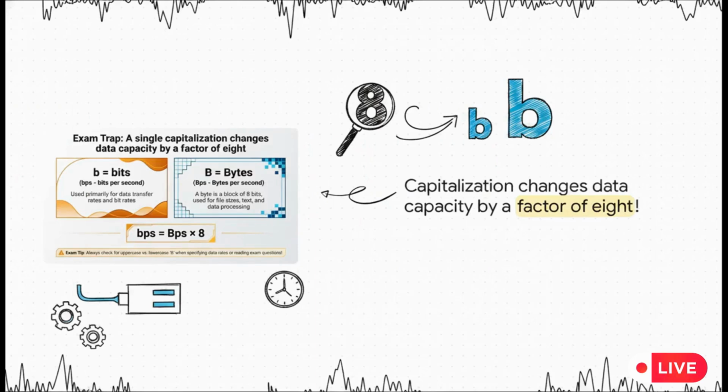Confusing these two letters is a classic exam trap that catches so many people. If a question asks about network capacity and you mix up your bits and bytes, your calculations will be thrown off by a massive factor of 8. For example, an 8 megabyte per second file transfer requires a 64 megabit per second network connection. So please, always double-check your capitalization when reading test questions and spec sheets.